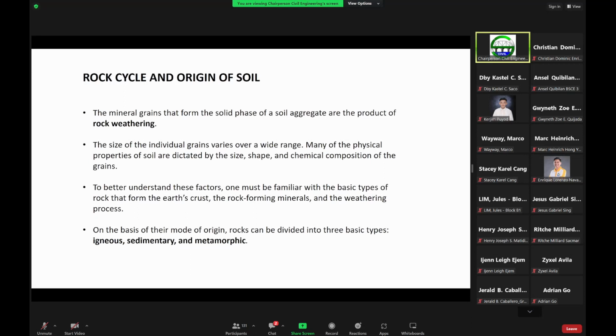But again, here we just need to state them because all the soils in the earth come from rocks. That's how they originate. So we need to understand these rocks just a little bit.